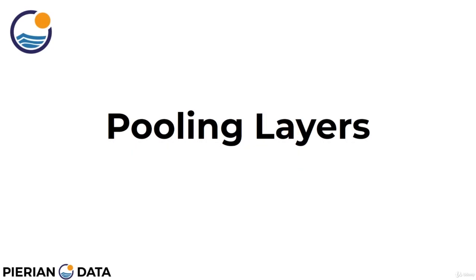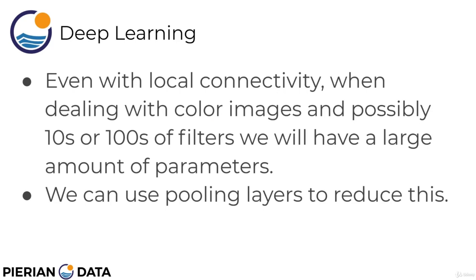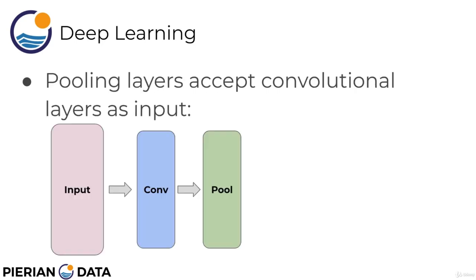Welcome back, everyone. In this lecture, we're going to discuss pooling layers, which is the last theoretical concept we need to cover before jumping in and coding out our own convolutional neural networks. Even with local connectivity occurring in these convolutional layers, when dealing with color images and possibly asking our network for tens or hundreds of filters, which is not uncommon, we still have a huge amount of parameters. We can use pooling layers to actually reduce this.